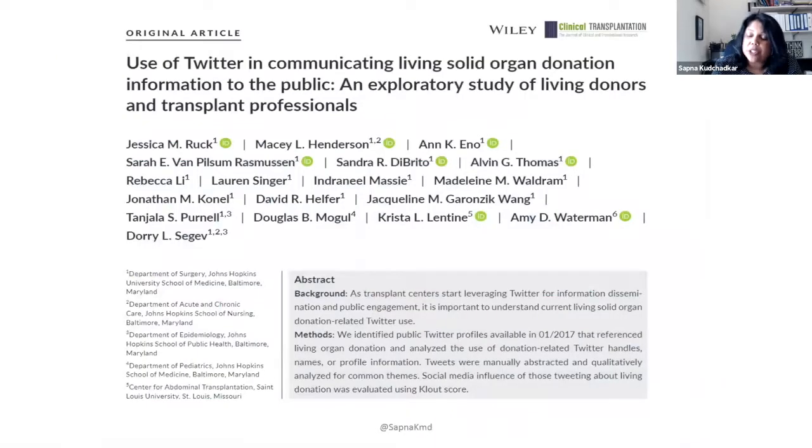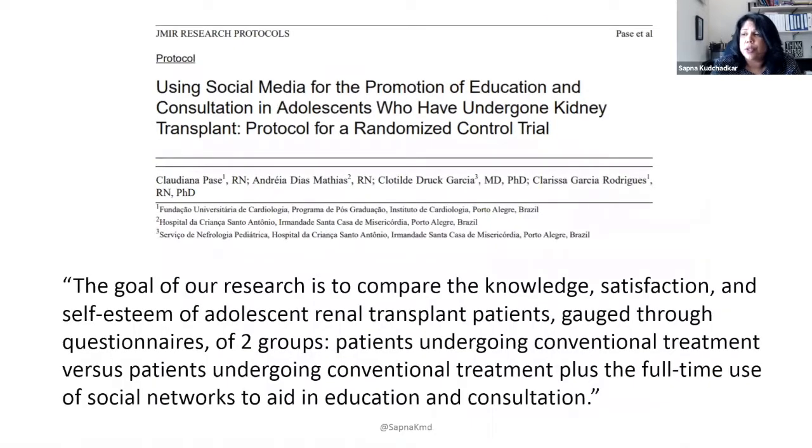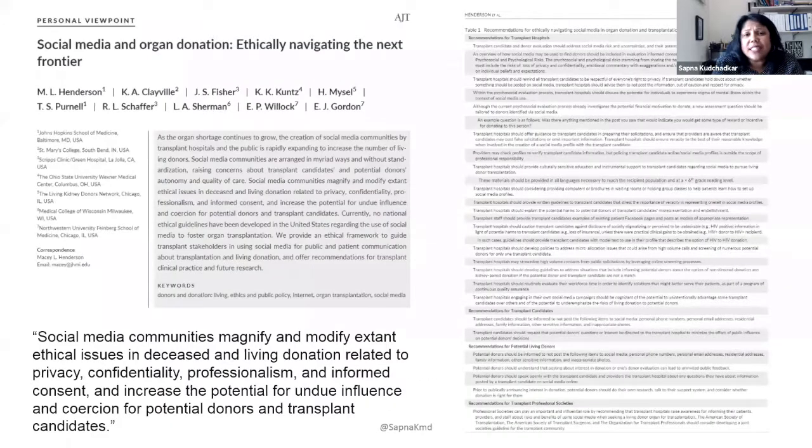Again, another 1-hour talk specifically, but I did want to mention that there are some emerging data and research focused specifically on the role of social media and dissemination and communication with the public and how it impacts living donors and transplant professionals. There's actually a research protocol right now to see how social media can be used in consultation with the adolescents who've undergone kidney transplants. And obviously, with all of this comes a lot of stuff regarding ethics, the ethics of navigating the next frontier of social media as it relates to organ donation.